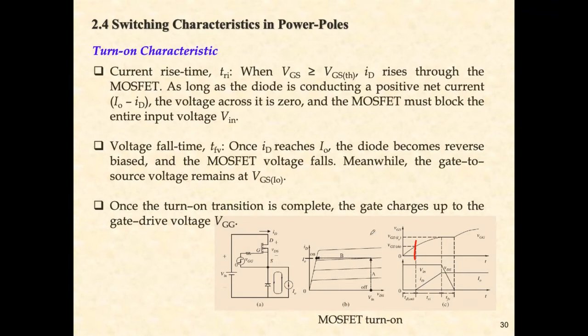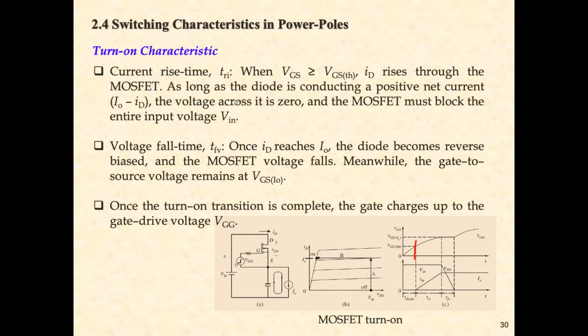But at the same time it's still off, right? It is because it is not on yet. During this region we call it current rise time, because the drain current starts to increase. It means that the drain current is starting to flow from the drain to source and then to the current source.